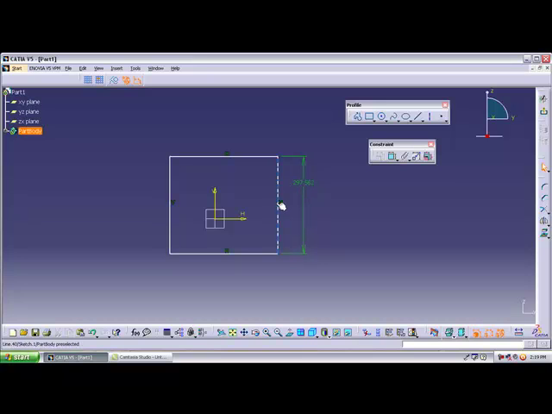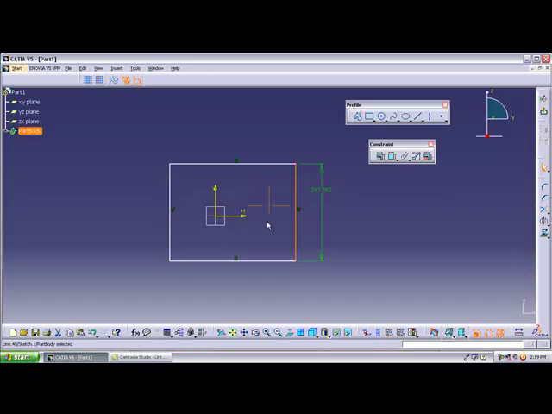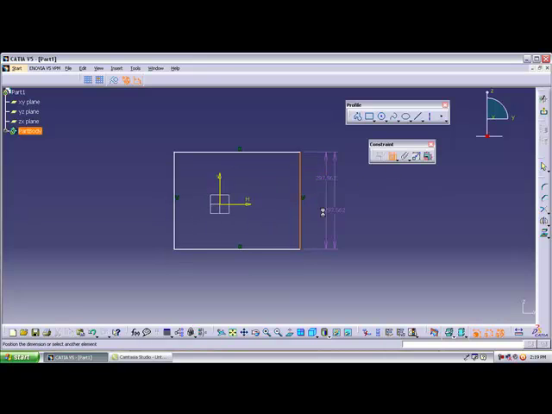See, right now this line length is 297. If I move this line, this line is moving, which means the length is not fixed. Now if I select the dimensional constraint and give the dimension to this line, see, right now the line length is fixed to 387.